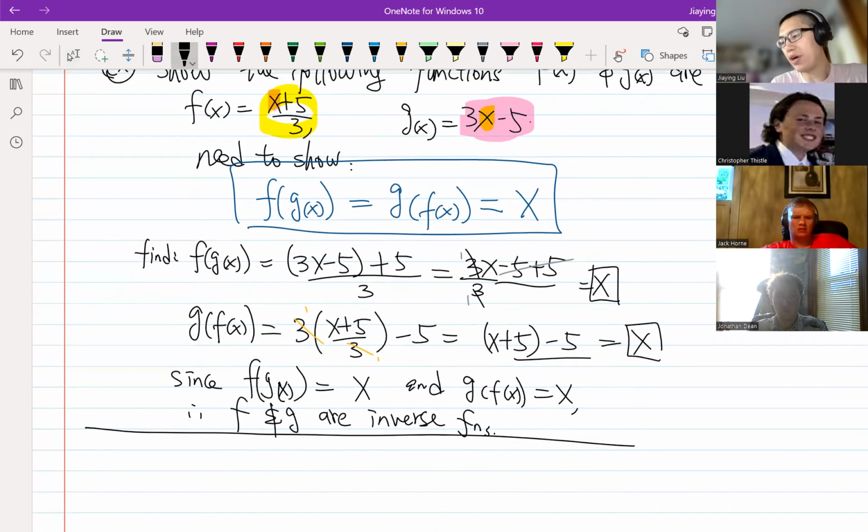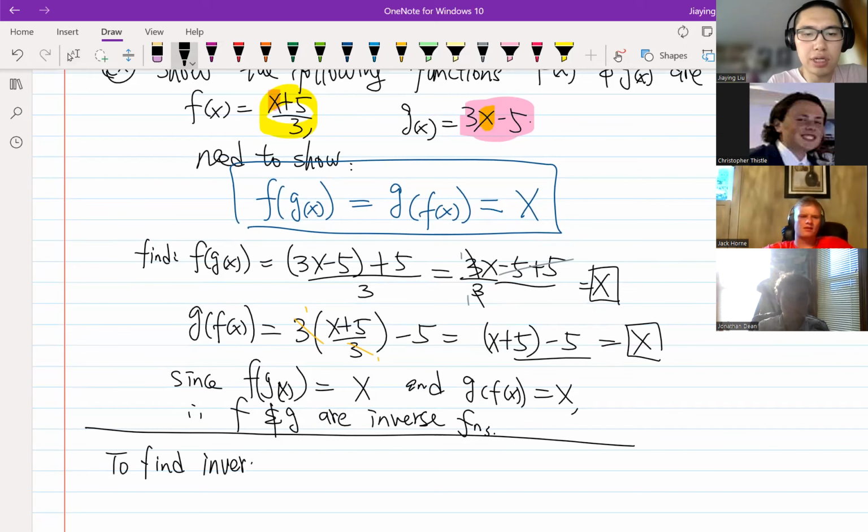Now, what if we have a function that we don't know the inverse of, and we need to find it? So here's a few things we have to do. The next part is to find the inverse of a 1-to-1 function.